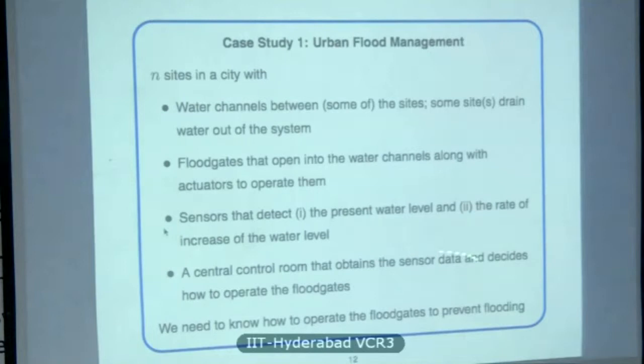So a central control room obtains the sensor data and decides how to operate the floodgates. What should be the sequence of floodgate operations such that no place in the city gets flooded? The goal is that we need to know how to operate the floodgates to prevent flooding at any given point and at any given place.